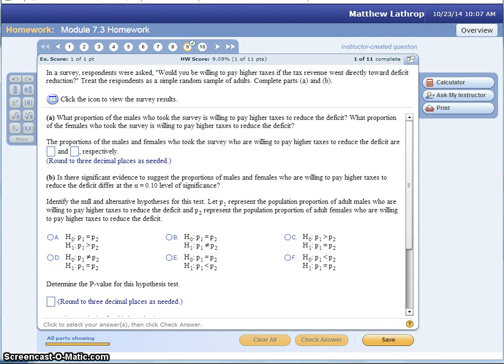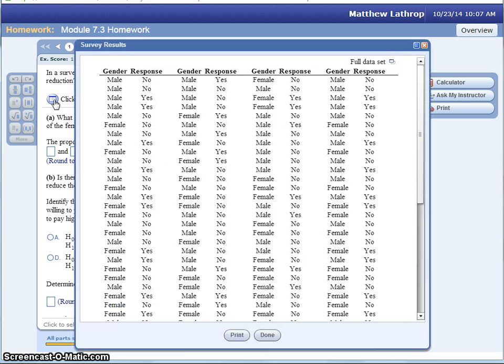There's one problem in our homework assignment for module 7.3 that's a little bit different than the others. In this case, rather than just being given summary information, we're given the actual data, the actual results of the survey. So this is a good type of question to see because this table identifying each responder as male or female, their response yes or no, this is how data initially looks when we conduct a proportion test or back when you're doing confidence intervals to estimate a proportion. This is what information we originally start off with.